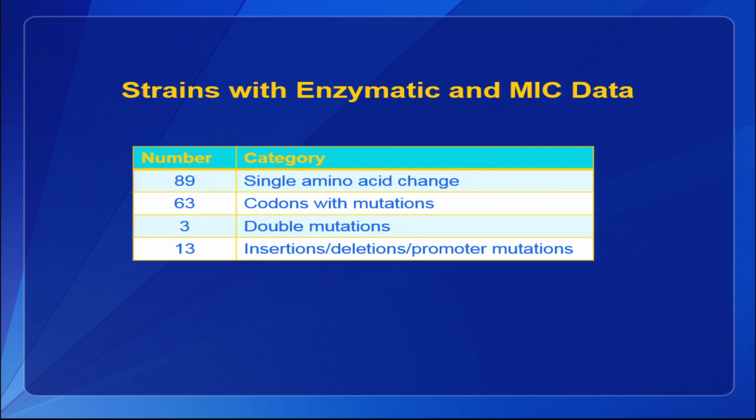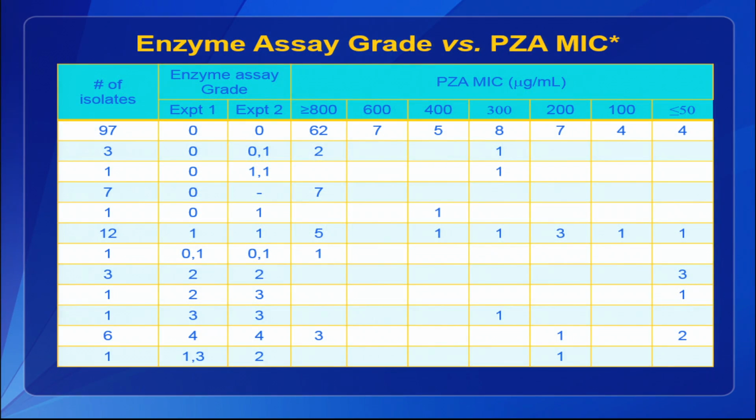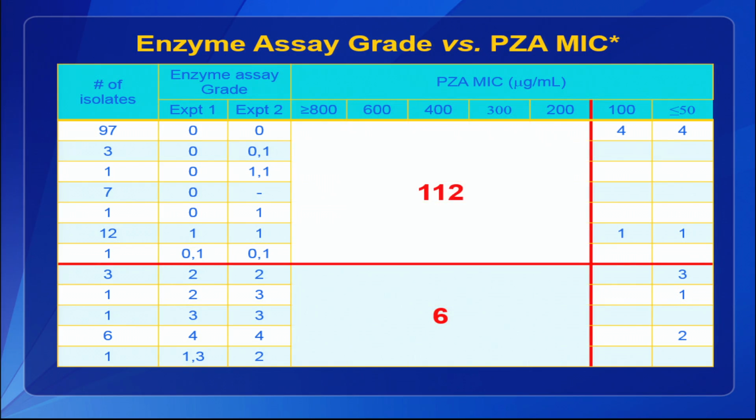If you look at the strains here with MIC data, this is a little bit out of date. Now we have done all of those strains in our collection. When we grade this system, comparing an enzyme grade of 0 or 1 against the MIC of 100 or greater being resistant, you can calculate your sensitivity and specificity, and our sensitivity in this case was about 95%. So it looks like the assay correlated really well in this phase of the study.